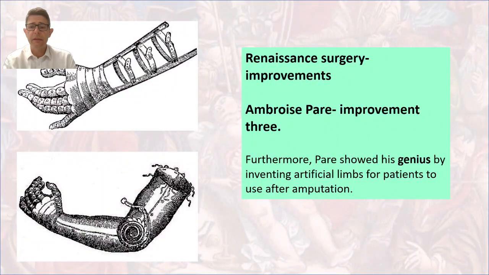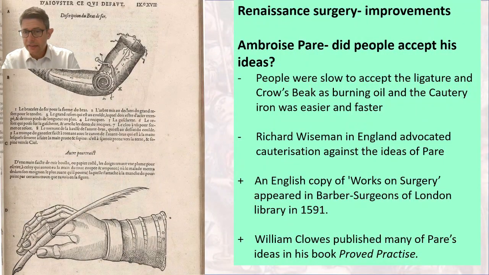Improvement number three, again a bit of a genius. He was the first person to start making artificial limbs with any success, and he had them in his books as well. Okay, so we need to be aware, obviously, of did people really accept his ideas? Okay, so Vesalius' ideas were quite well accepted after a short time, but Paré's were maybe slightly slower to accept. So people didn't really want to get involved in ligatures and crow's beaks because a cautery arm was much easier and faster and required less skill.